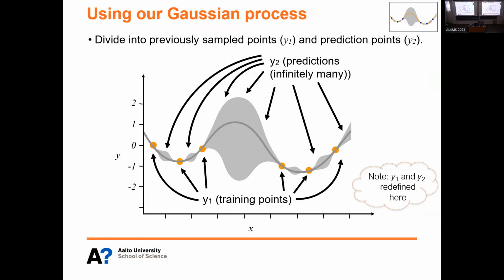Now, if we get into actually using our Gaussian process for machine learning predictions, we can take these random variables and redefine them here. So y1 is our training point, our existing data set that we are using for fitting our Gaussian process regression model. And then y2 are the points that we want to predict. So we still don't know their values.